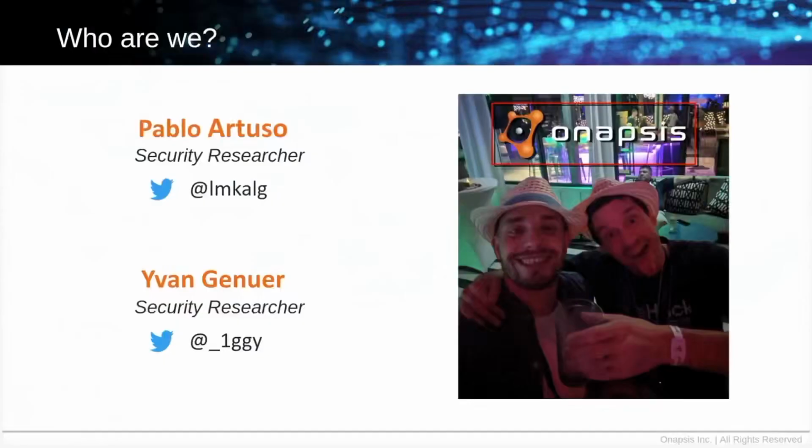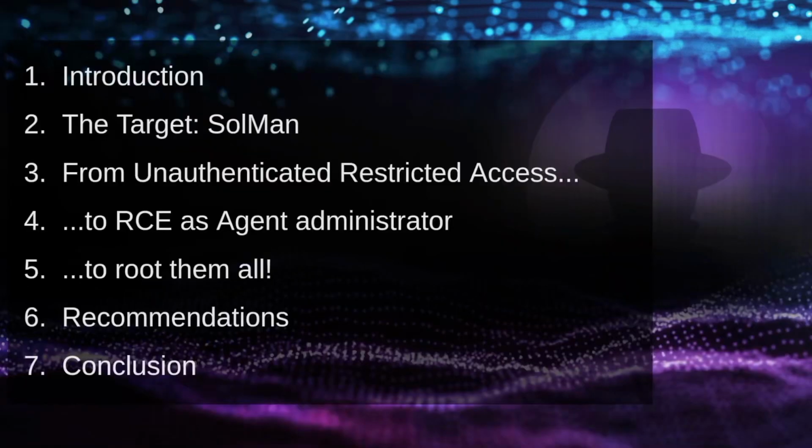But first of all, I would really like to introduce ourselves. My name is Pablo Artuso, I'm from Argentina. I'm here today with my teammate Ivan Genoir, who is from France, and we both work as security researchers at the Unauthenticated Security Research Labs. For those who are not aware, Unauthenticated is a company focused on providing security for mission-critical applications. We have been in this field for the last 10 years, raising awareness and doing research, particularly for SAP and Oracle products.